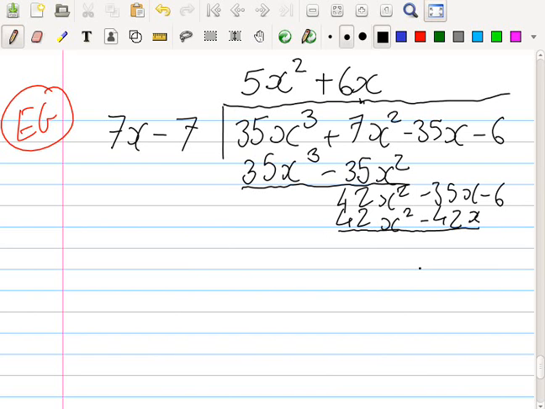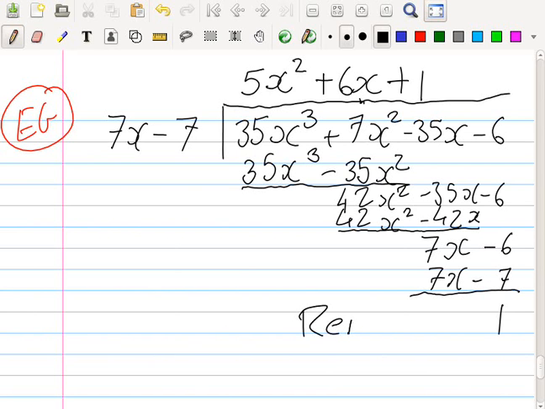35 minus 42 is minus 7x. 7x, isn't it? Oh yeah, it is. Minus 7x minus 6. And then to finish, what do I put up here? Plus 1. So now I multiply 7x minus 7, and in this case, they don't cancel. I have a remainder: minus 6 minus 7, that's 1, isn't it? So the remainder is 1. Okay, write that down, please.